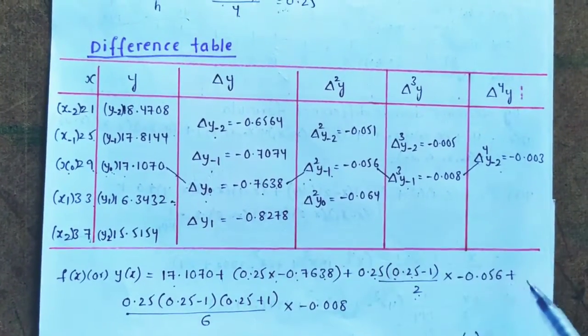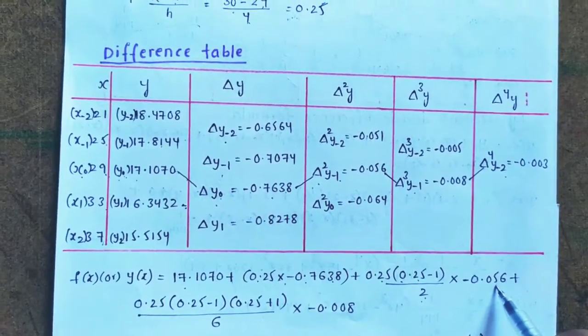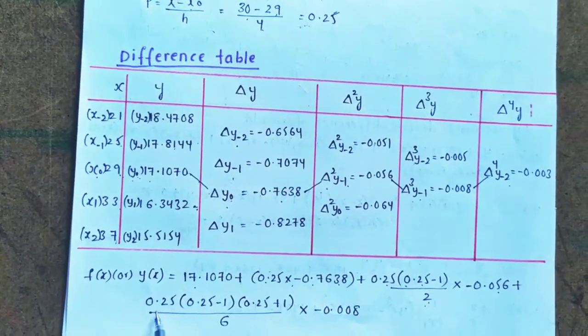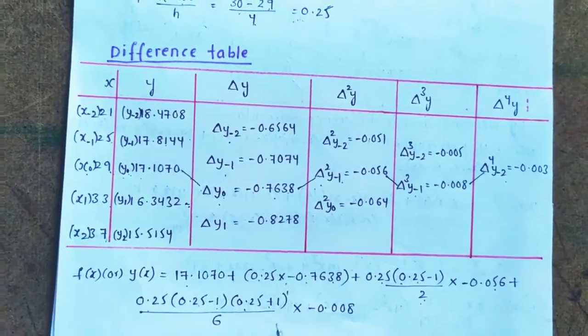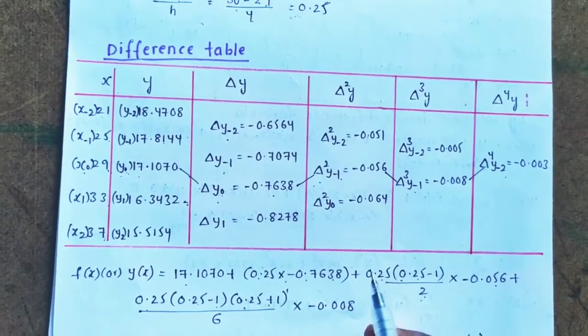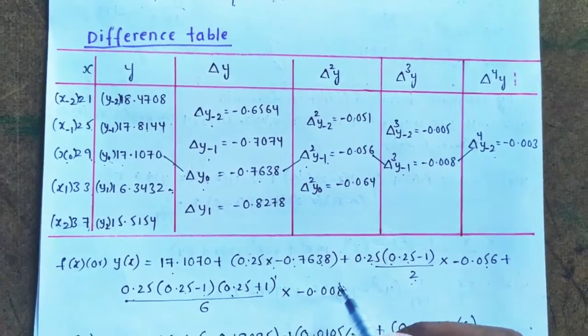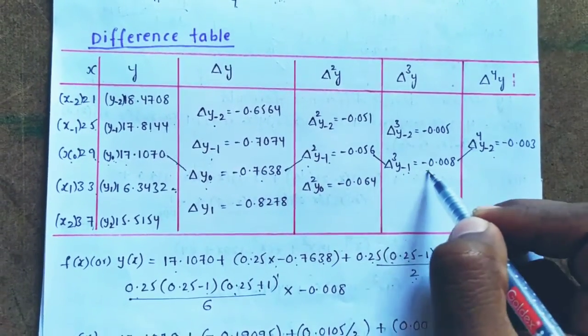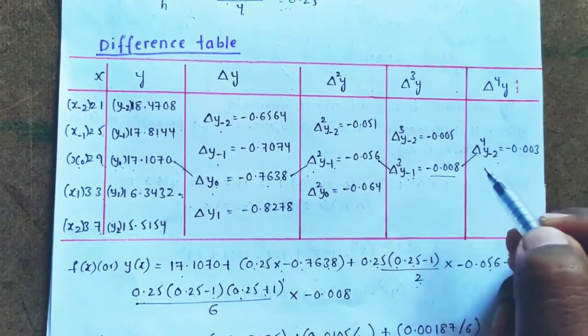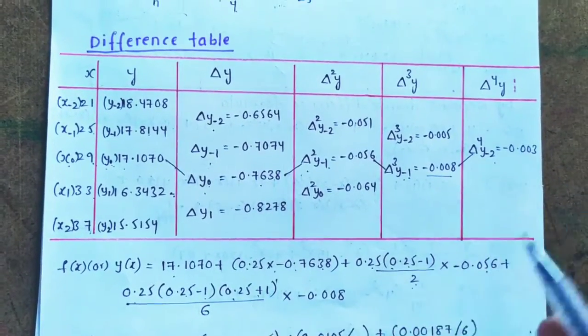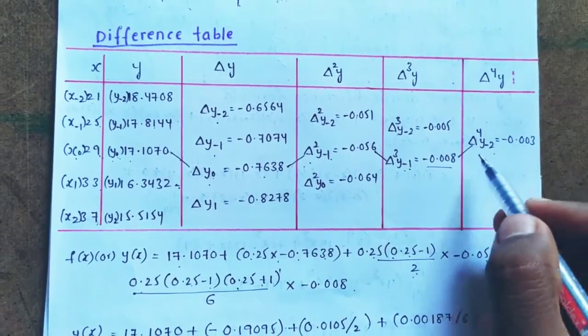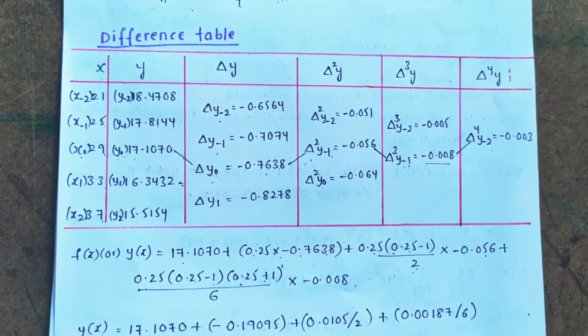Del square y minus 1 value is minus 0.056, plus p into p minus 1 into p plus 1 by 3 factorial. 3 factorial means 3 into 2, 6, into del cube y minus 1. Here del cube y minus 1 value is minus 0.008. Substitute these values and finally get the answer.